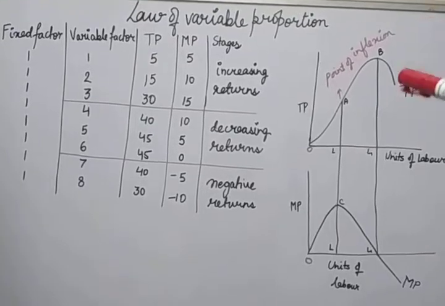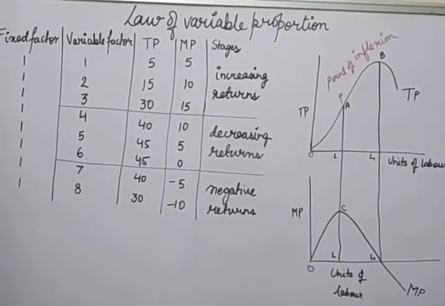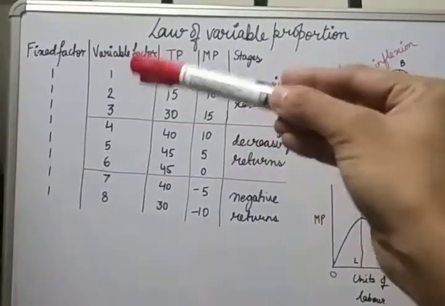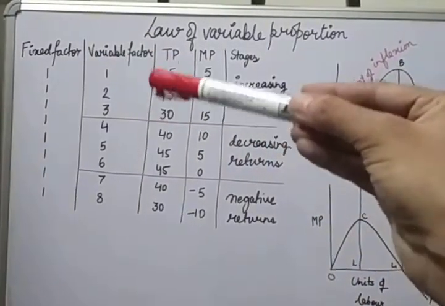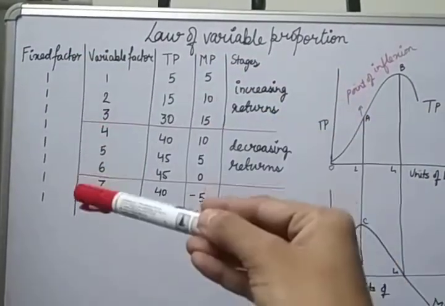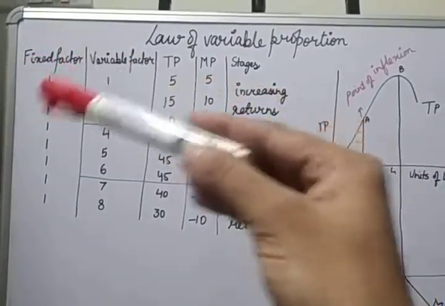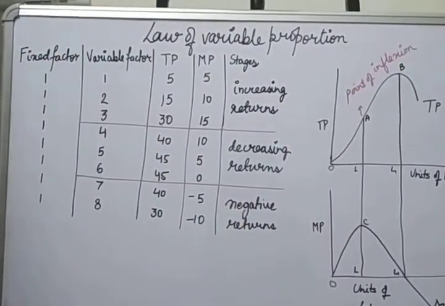Now, what is the reason behind this increasing returns stage? Reason is initially variable factors for second, third unit. Variable factor is too small as compared to the fixed factor. So in other words, there is an underutilization of the fixed factor. That means the land is not properly utilized.